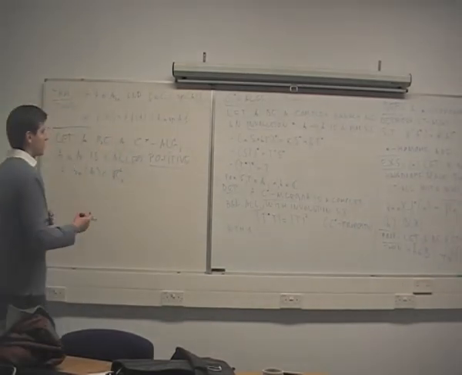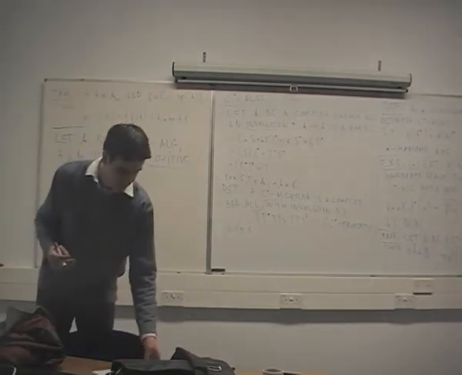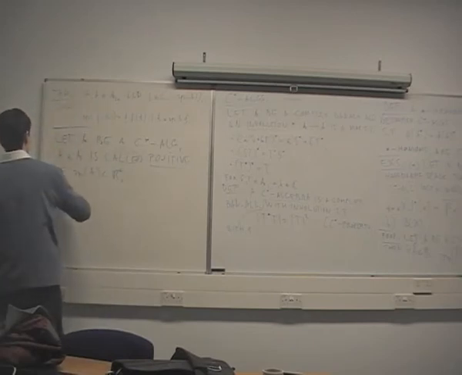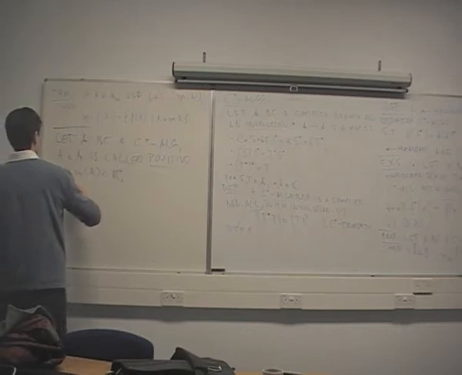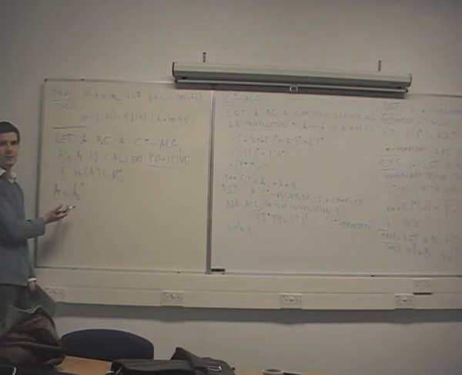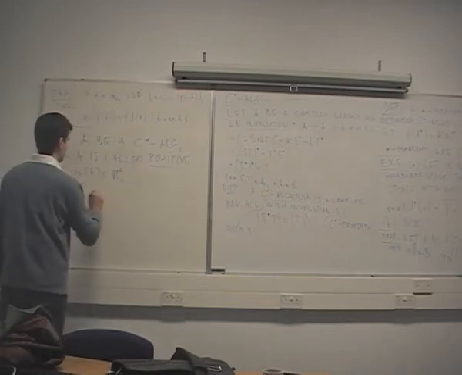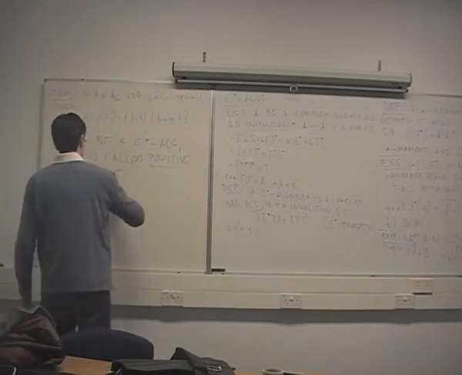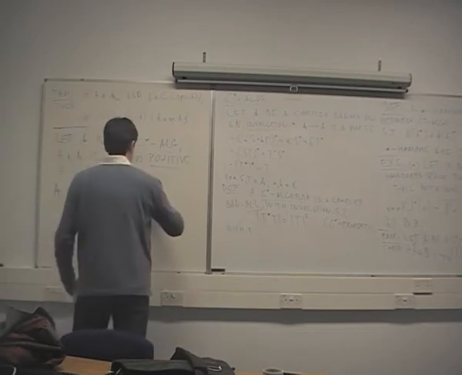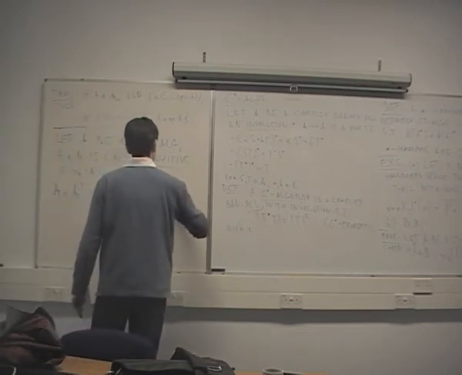There are different ways of checking whether an operator is positive. So, we have the following equivalences. A plus just means the set of positive operators in your algebra. Actually, it's a cone, as you can see easily. This is equivalent to several things: a equals h squared for some positive operator h.